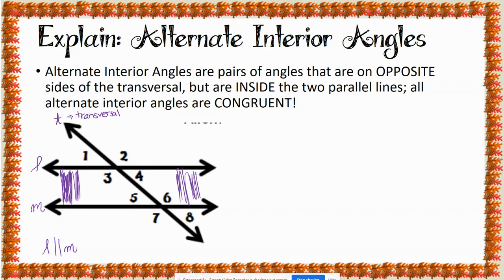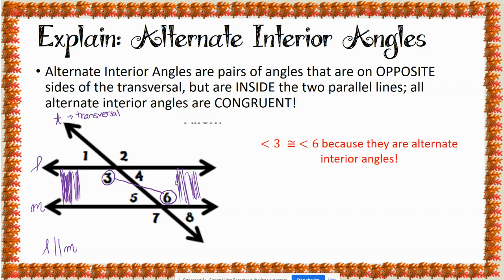Now, to be alternate interior angles, they have to be on opposite sides. So what this means is that angle 3 is going to be an alternate interior angle with the angle that's on the opposite side of it, but not right next to it. And so it is congruent to angle 6. So the way that I would write this is that angle 3 is congruent to angle 6 because they are alternate interior angles.